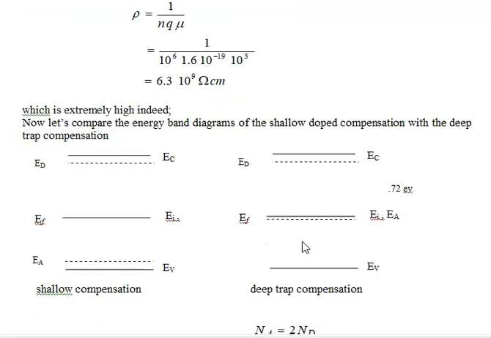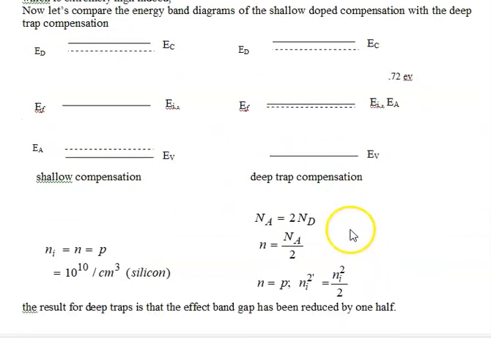Now let's compare the energy band diagrams for the shallow doped compensation on the left side and the deep trap compensation on the right side. On the left side, if I could get it right, which I can't, if I could get it exactly the same, so that I have exactly the same number of donors as I have acceptors, then I would be looking at about 10^10 per cubic centimeter.